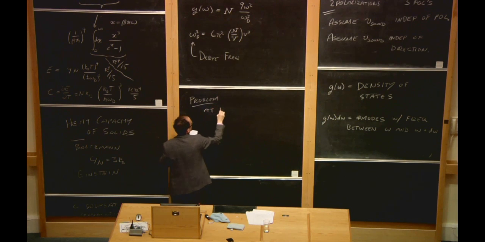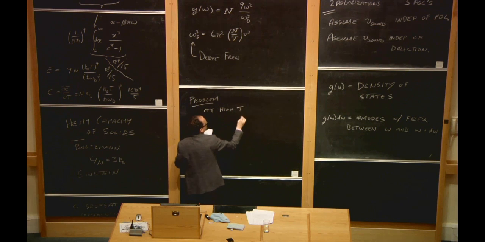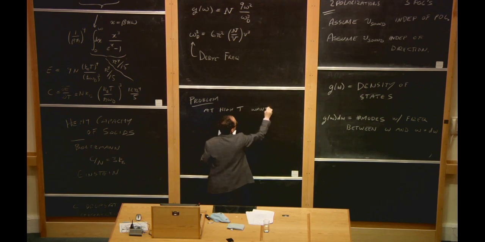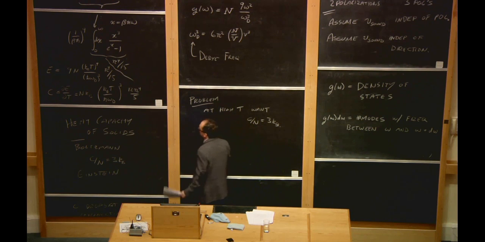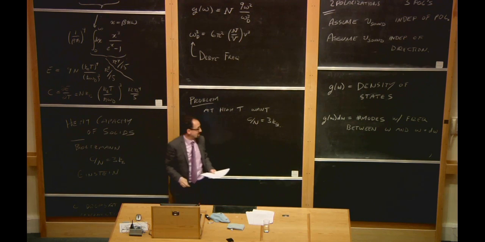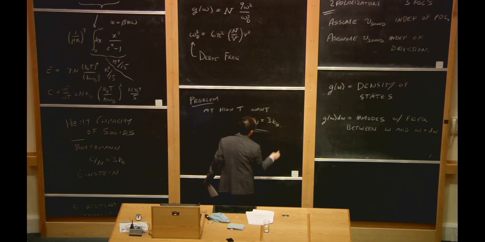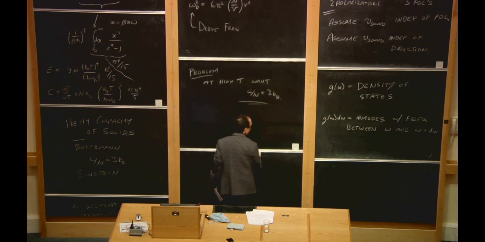At high T, we want the law of Dulong-Petit. C over n is 3 kB. And we didn't get that. We got T cubed at all temperatures here. And this is where Debye had to actually scratch his head a little bit and think, OK, what did I do wrong?